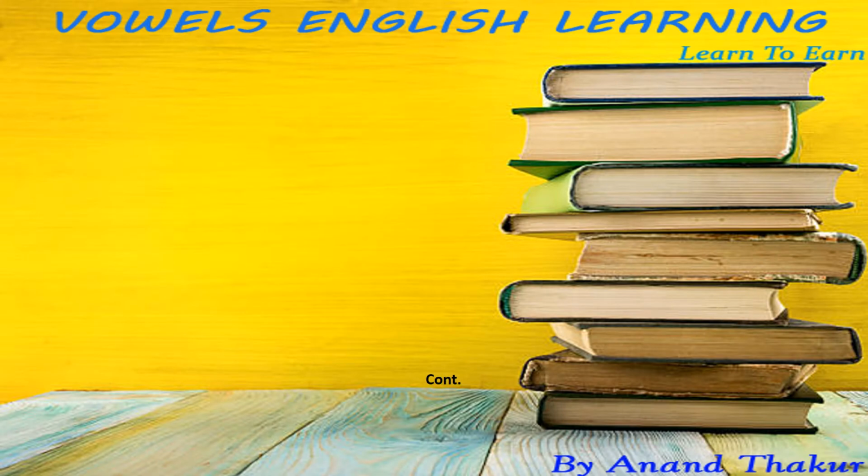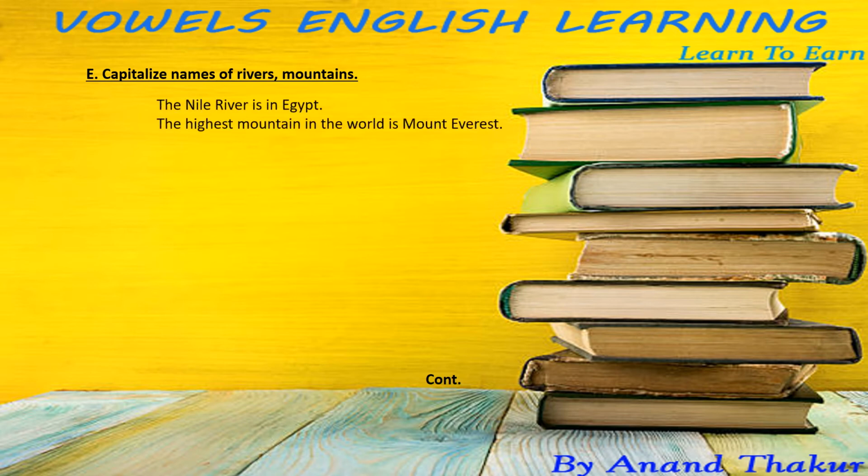Now we will continue with the fifth rule: capitalize the names of rivers and mountains. If we are talking about the name of a river or mountain, the first letter should be a capital letter. For example, the Nile River is in Egypt. Here, Nile is the name of a river, so the first alphabet of the river's name should be in capital letter.